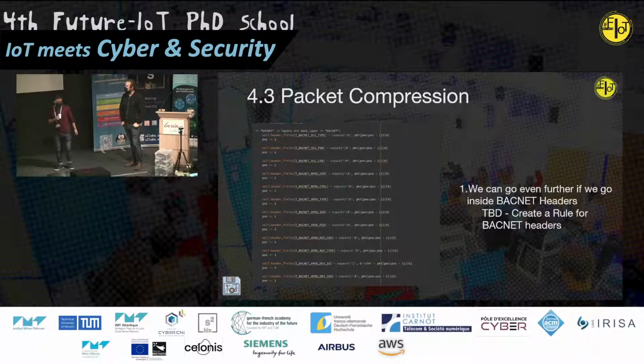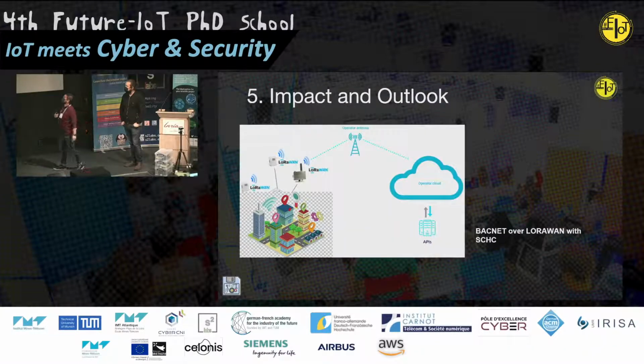So basically the impact and the outlook is that we can have BACnet over IPv4 right now, sending to a LoRa network and use this. So yeah, basically that is it. Thank you.